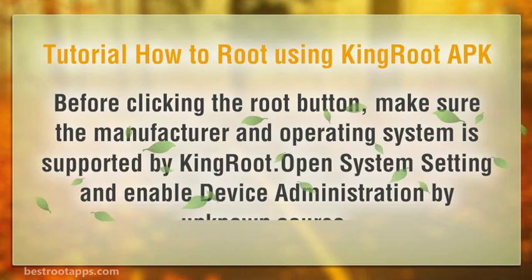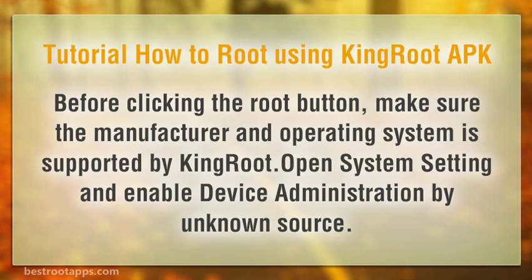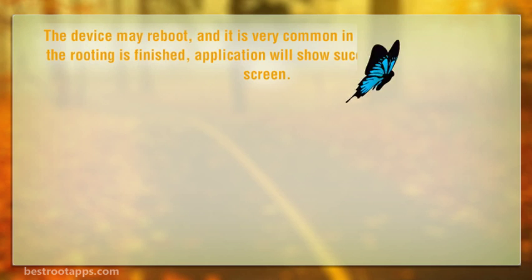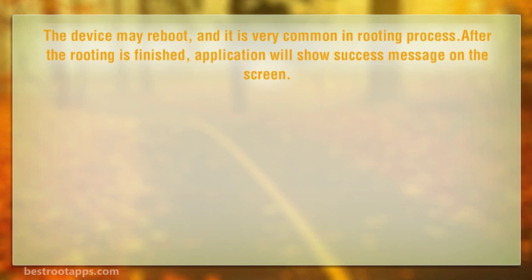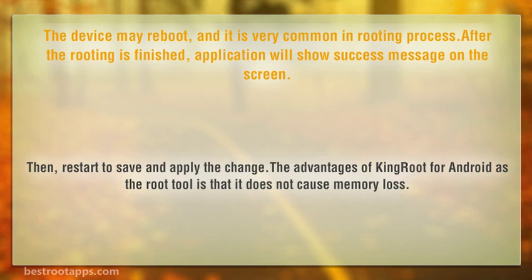Before clicking the root button, make sure the manufacturer and operating system are supported by Kingroot. Open System Settings and enable device administration by unknown source. The device may reboot, and it is very common in the rooting process. After the rooting is finished, the application will show a success message on the screen. Then, restart to save and apply the change.